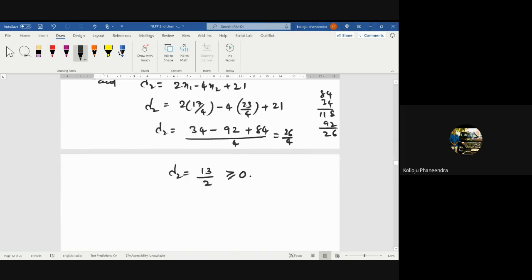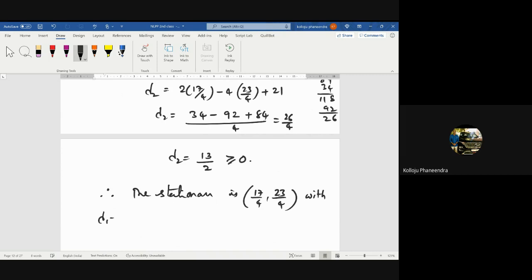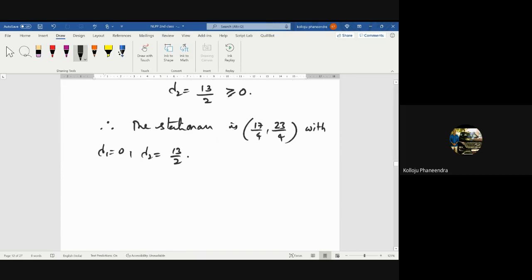Therefore, the stationary point is, what is the value? Stationary point 17 by 4, 23 by 4, with lambda 1 is 0 and lambda 2 is 13 by 2. Now, I got the solution. I have to check the remaining KT conditions.